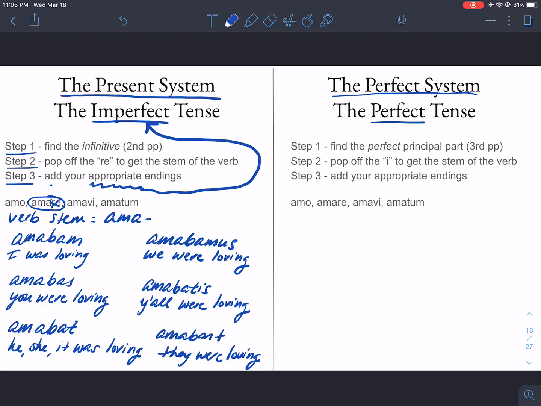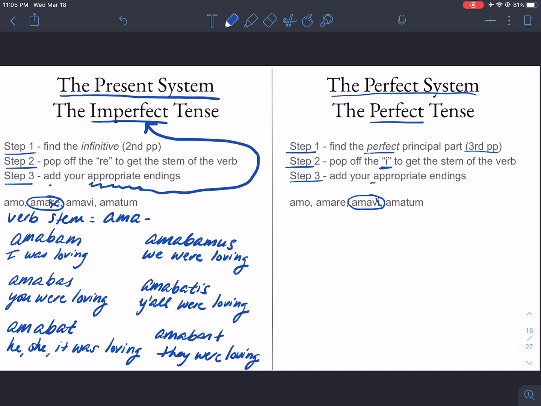Now, let's go through the same process for the same verb, but in the perfect tense, which belongs to the perfect system. Okay, so step 1, find the perfect principal part. Okay, the perfect principal part is the third principal part. So, amo, amare, amavi, that's the one. Okay, step 2, instead of popping off the RE like we did with the second principal part, we pop off the I to get the stem of the verb. So that goes away. And then you add your appropriate endings. Now, for this particular one, I'm asking for the perfect tense endings, which you are about to see in action.